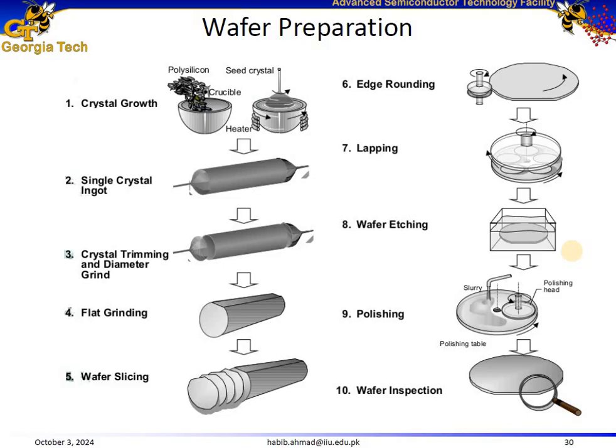So this step-by-step process transforms raw silicon into high quality wafers, the foundation for semiconductor manufacturing. Each step plays a crucial role in ensuring the mechanical strength, the surface quality, and purity necessary for reliable performance of devices.